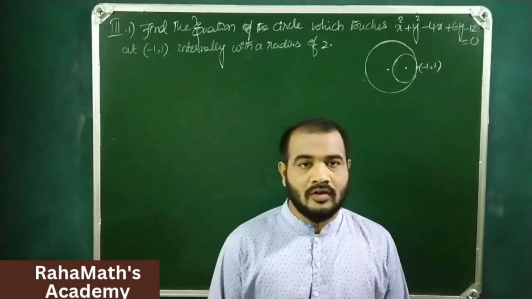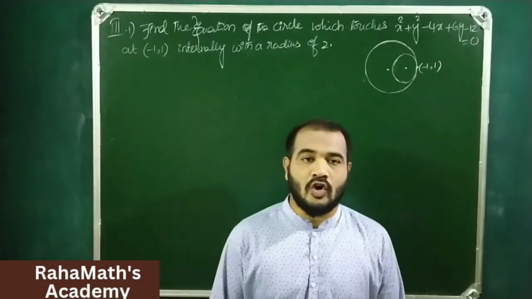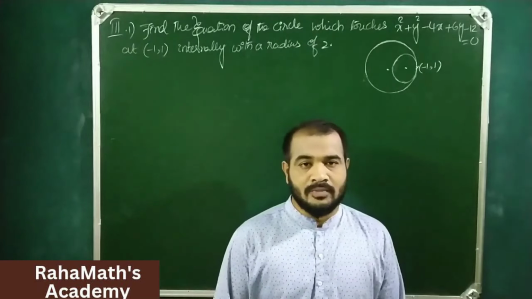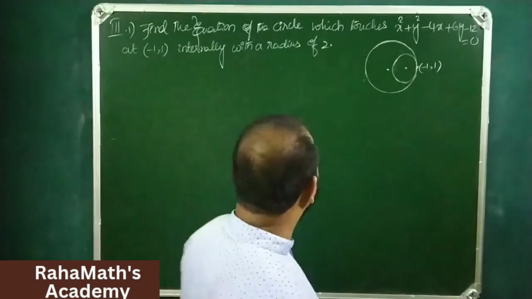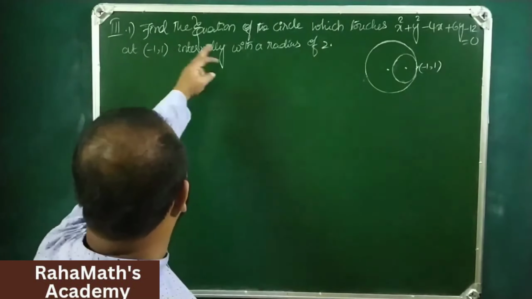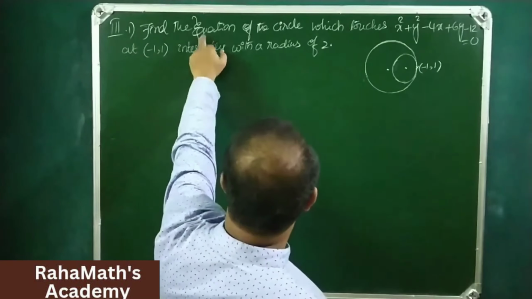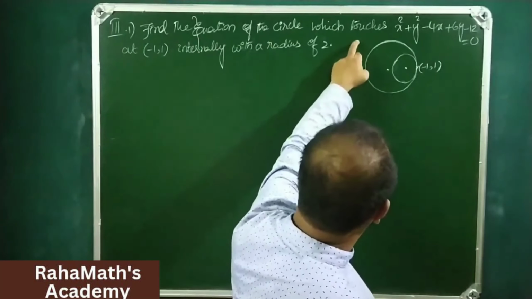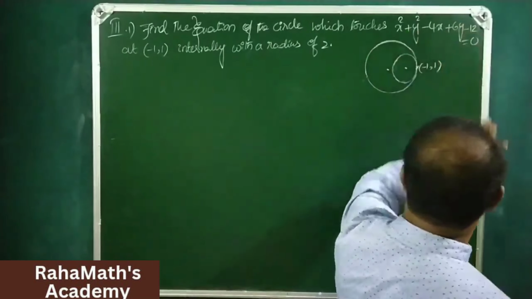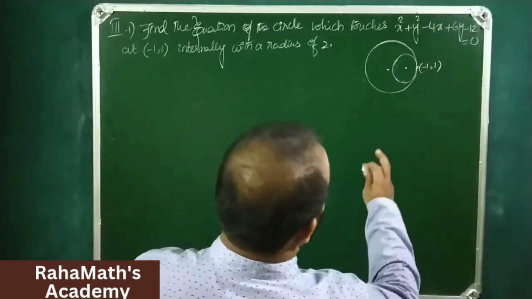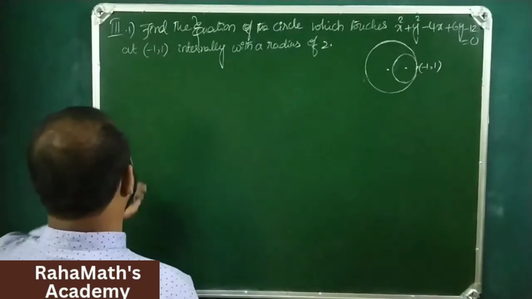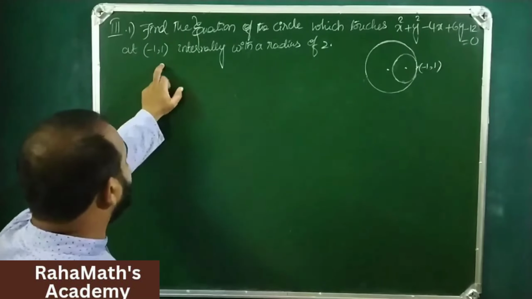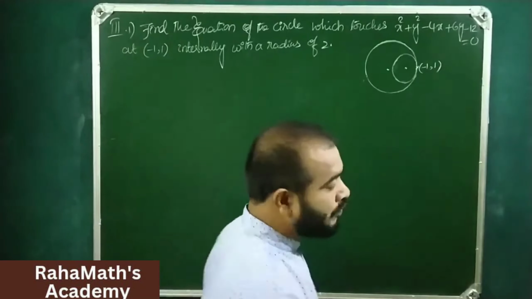Let us proceed from the first question of third Roman from the exercise 1E. So the question follows like this. Find the equation of the circle which touches x square plus y square minus 4x plus 6y minus 12 equals to 0 at minus 1 comma 1 internally with a radius of 2.